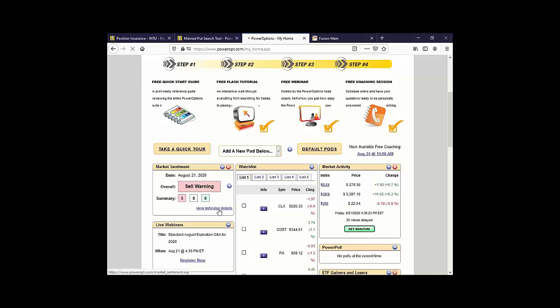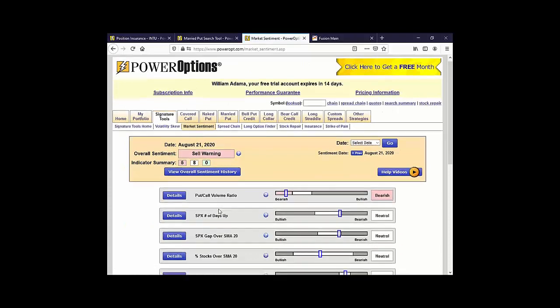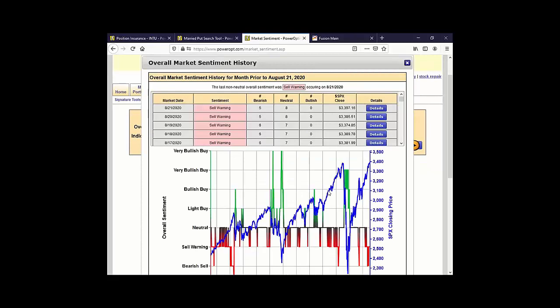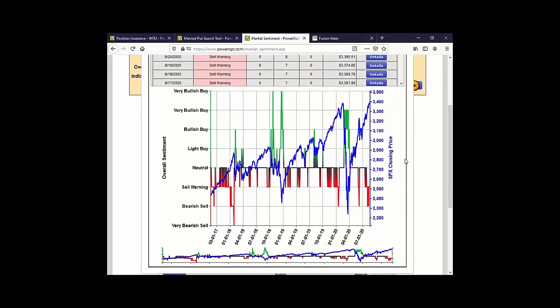I think he made it live. He didn't. Oh, no, he did. So now when you click on the overall sentiment history, you get this neat little graph here. Okay. What is this showing you? This is showing you SPY in blue. Okay. And what you're seeing here is when the indicators change.